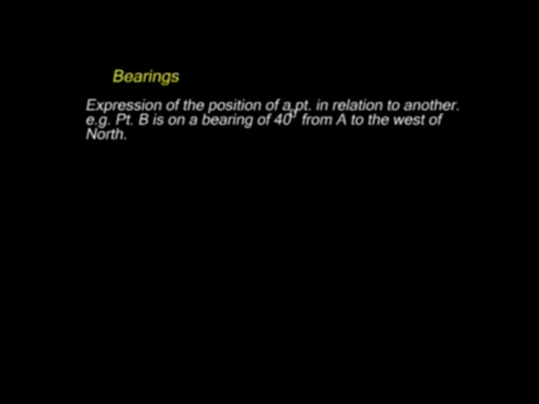Now this means at position A, you have the North Pole and then a deflection to the left, because west is on the left. You deflect 40 degrees and that is the bearing of point B. So that can be represented as shown there. This means a deviation or a deflection of 40 degrees from the north towards the west.